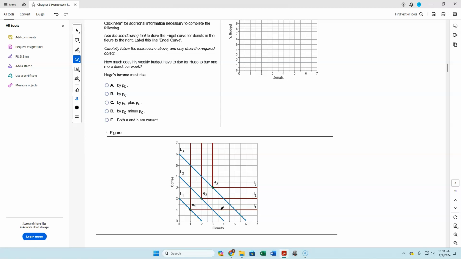So the question would be, what does his weekly budget have to rise by for him to buy one more donut? Well, it would have to rise by both of them, PD and PC, right? Because they need both of them to be able to have a higher indifference curve. So it'd have to go up by the price of a donut and by the price of a coffee. And regardless of what your numbers are up here, it doesn't really matter because, definitionally speaking, both your donut and coffee would have to go up.